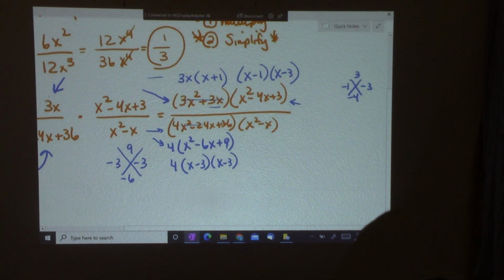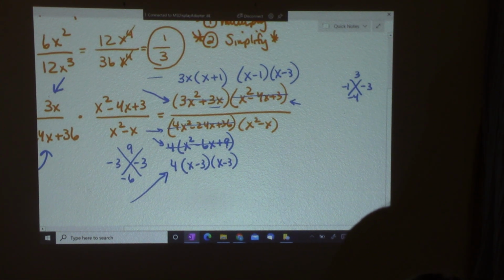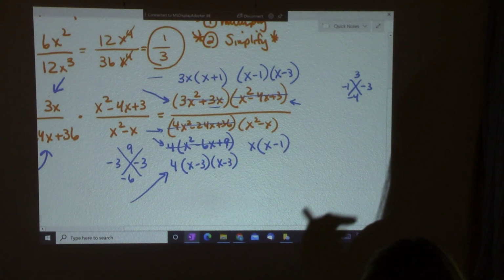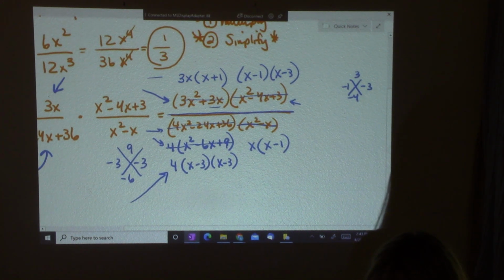I no longer have this, and I no longer have this. I'm looking at what is here. Okay? Now, I'm also going to do this term. So what factors out of x squared minus x? Well, an x does. So if I take x out, I get x minus 1. Okay, now remember I still have my division here.